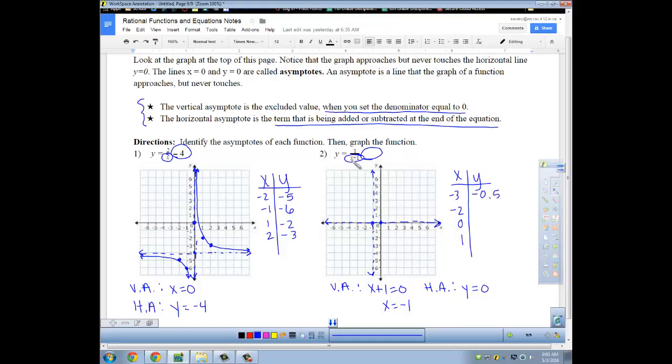Plug in negative 2. Negative 2 plus 1 is negative 1. 1 over negative 1 is negative 1. Plug in 0. 0 plus 1 is 1. 1 over 1 is 1. Plug in 1. 1 plus 1 is 2. 1 over 2 is 0.5.